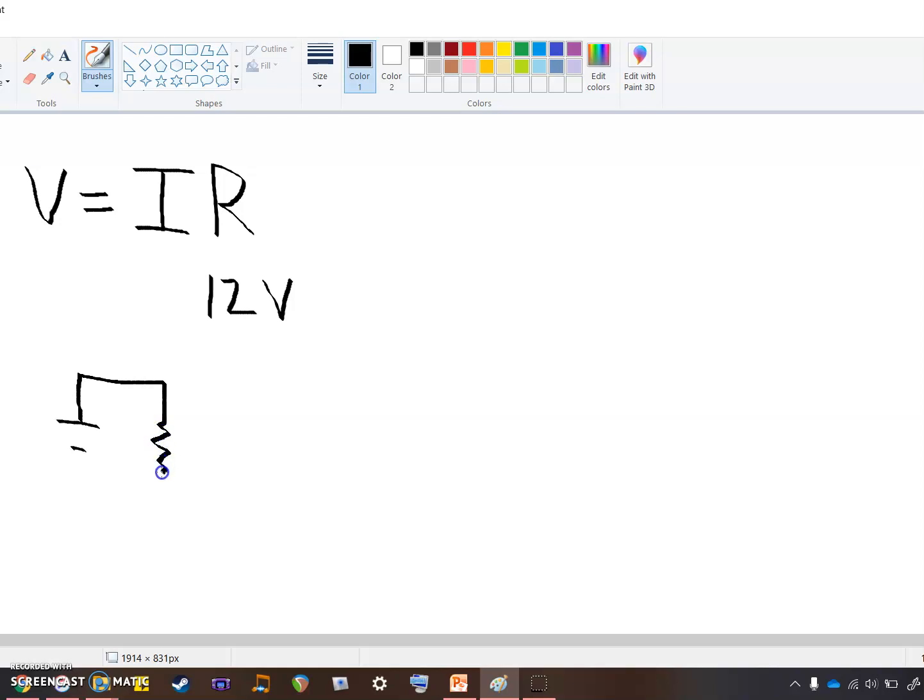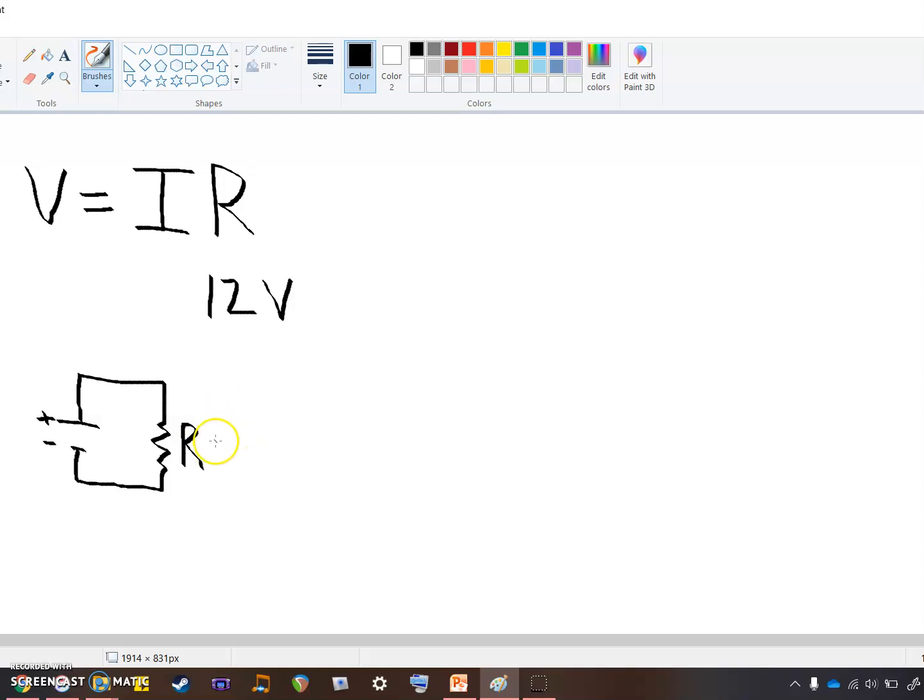It's working a lot better than I thought it would. There we go. So these two lines here, the long and the shorter line, represent a battery, right? This is our positive end, and this is our negative end. And this here is our resistor.